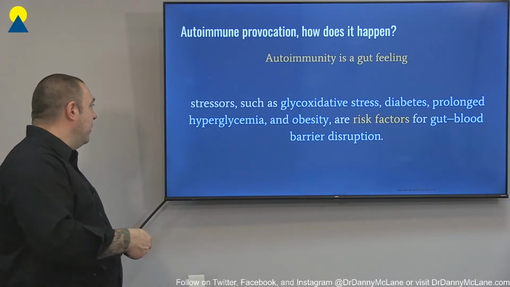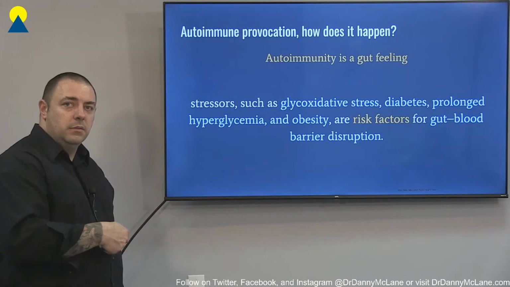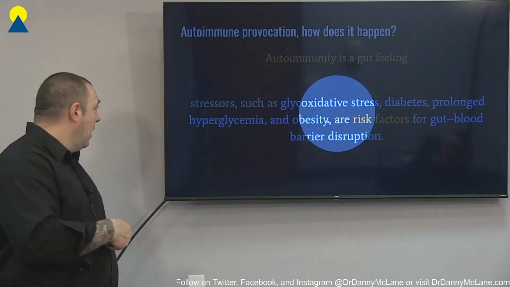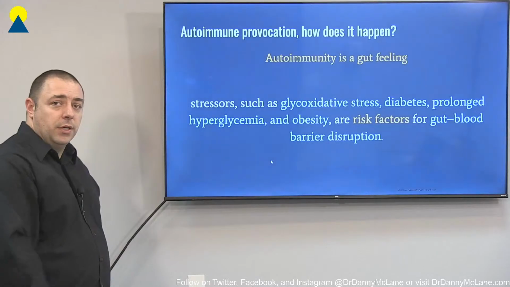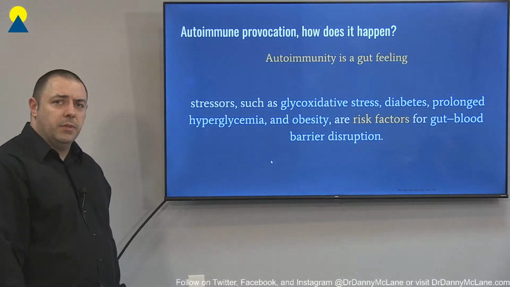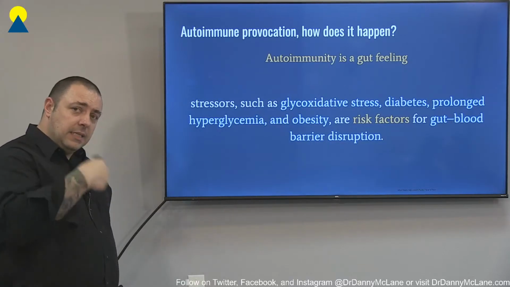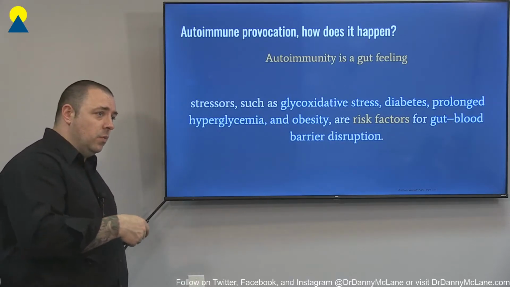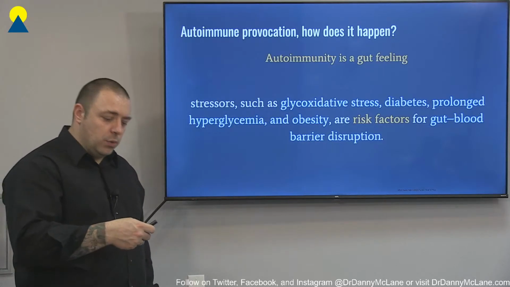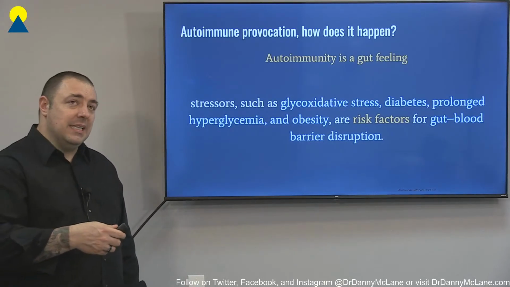Diabetes, prolonged hyperglycemia. What is that? Anybody know? Hyperglycemia is high blood sugar. Prolonged, for a long period of time. How do you keep your blood sugar high for a long period of time? Stress. Constantly snacking, especially on high glycemic foods. There's what's called the glycemic roller coaster, also nicknamed the Sysvic cycle.